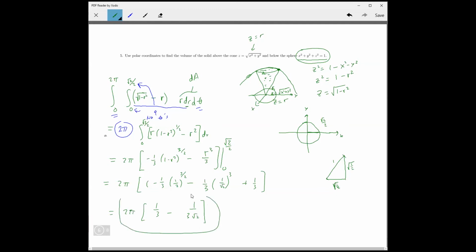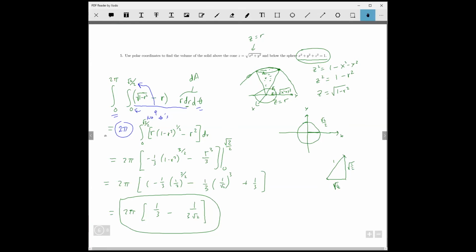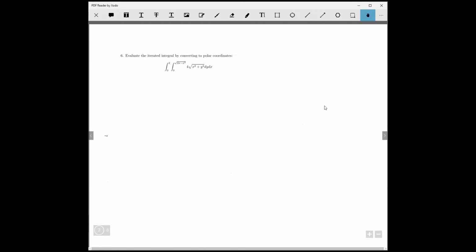So try 2π times 1/3 minus 1/3√2. Okay, yeah, that looks like it works. So let's go to the next problem, number 6.